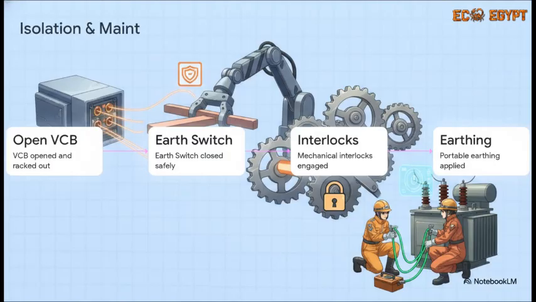So now we have to isolate and maintain it. Safety is the absolute top priority here. The VCB is open and physically racked out, the earth switch is closed, and this is huge. Mechanical interlocks engage. These physically prevent anyone from making a dangerous switching mistake like closing an LBS while the earth switch is on. Then, personnel apply portable earthing before ever touching the transformer.